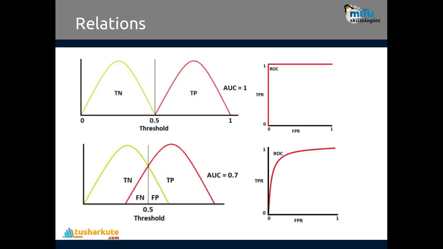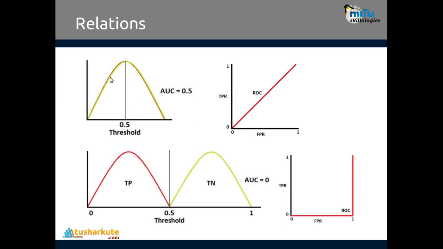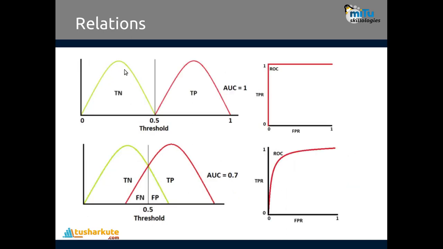Let's see an example. These are my threshold values. These are true negative values, these are true positive values. True negative values are all 100% perfect, and in true positive, all 100% are perfect. In that case, the AUC score will be 1, and you will have a curve like this.